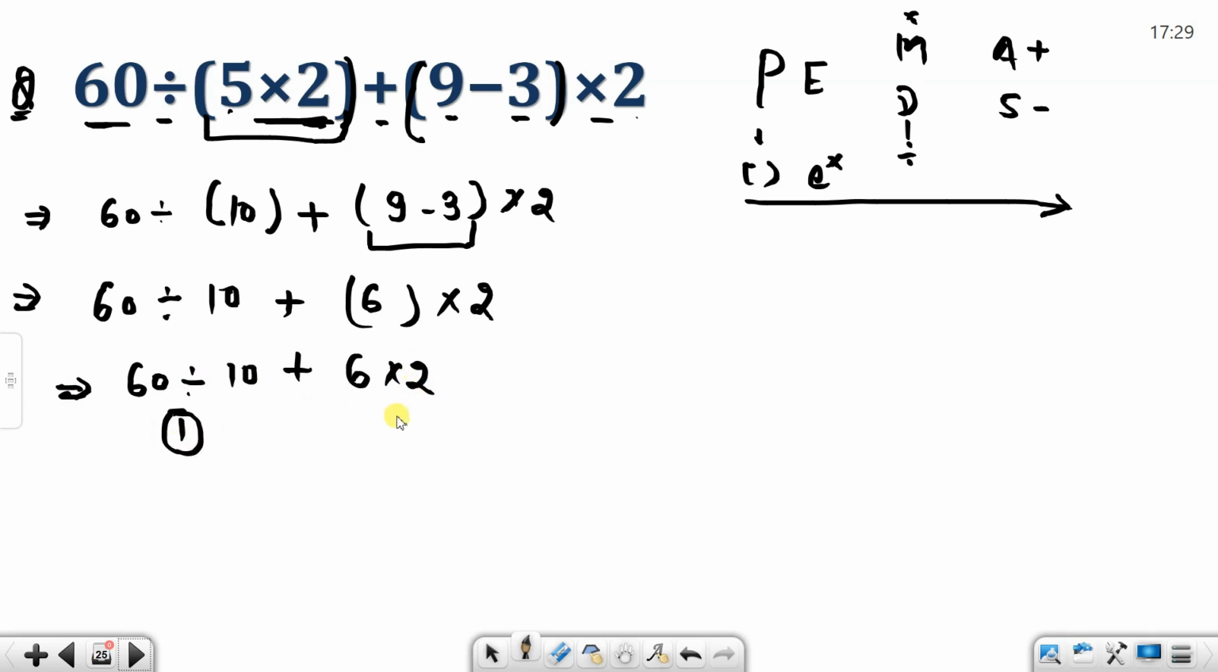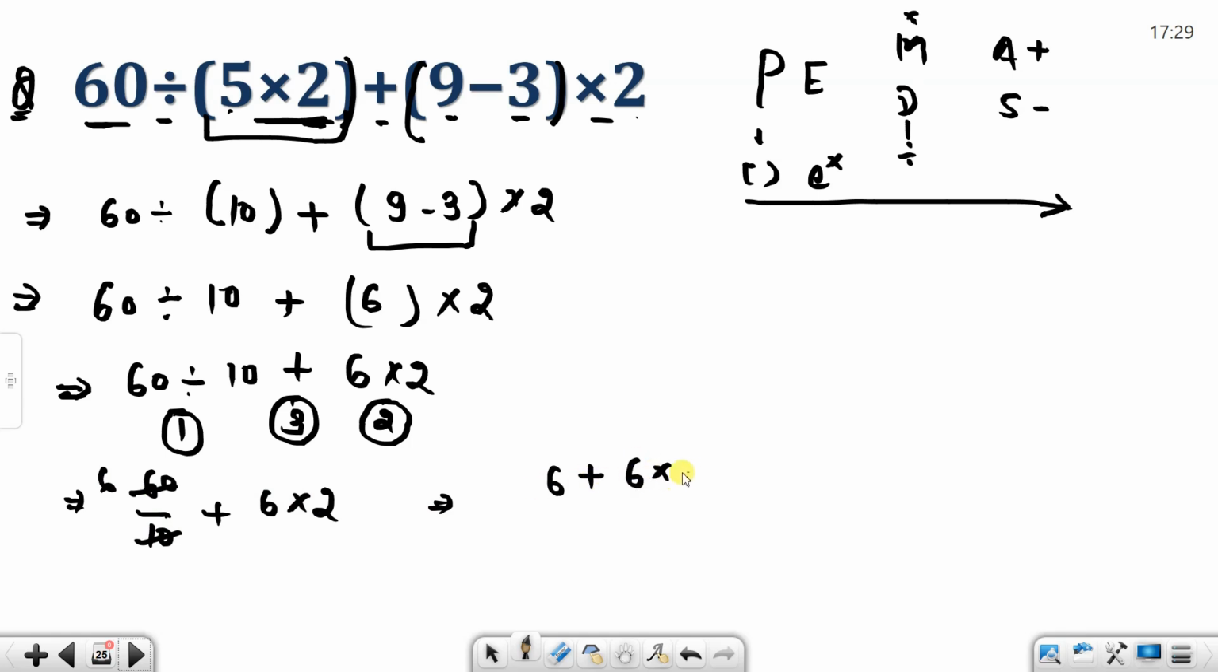First priority goes to division, second priority to multiplication, and third priority to addition. So 60 divided by 10 plus 6 times 2. From 60, 10 goes 6 times. Now 6 plus 6 times 2, 6 times 2 will be 12. 6 plus 12 will be 18. This is the right answer.